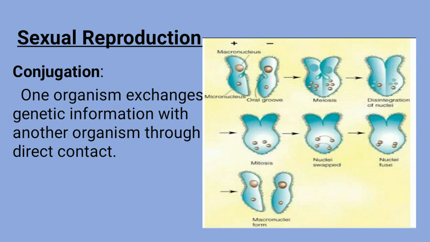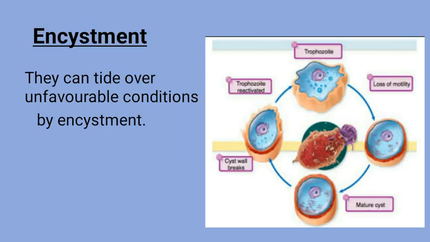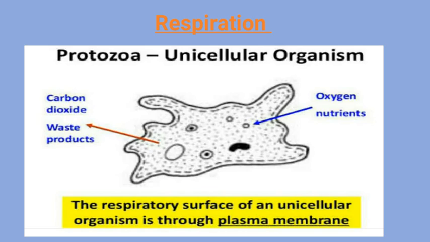Protozoa undergo sexual reproduction by means of conjugation. As you can see in the diagram as well, conjugation is a process in which one organism comes into another organism and they exchange genetic material. One of the characteristics of Protozoa is encystment. Whenever there are unfavorable conditions, Protozoa form a cyst around themselves, and when favorable conditions arrive, the cyst breaks.